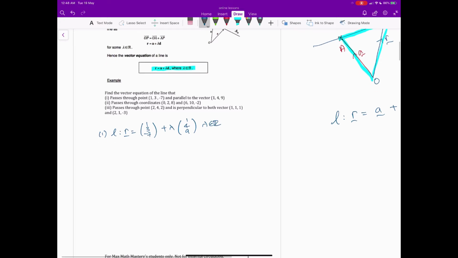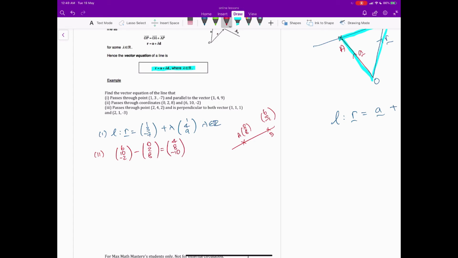Now part 2: a line passes through the coordinates (0, 2, 8) and (6, 10, -2). If we want to quickly draw, the line is going to look like this right here, and there will be two coordinates. Let's say A, which is (0, 2, 8), and B, which is (6, 10, -2). To get the direction of this line, we will need to find the direction AB. If we recall in vector 1, AB is equal to OB minus OA. So we take (6, 10, -2) minus (0, 2, 8). Essentially, this will give me (4, 8, -10).